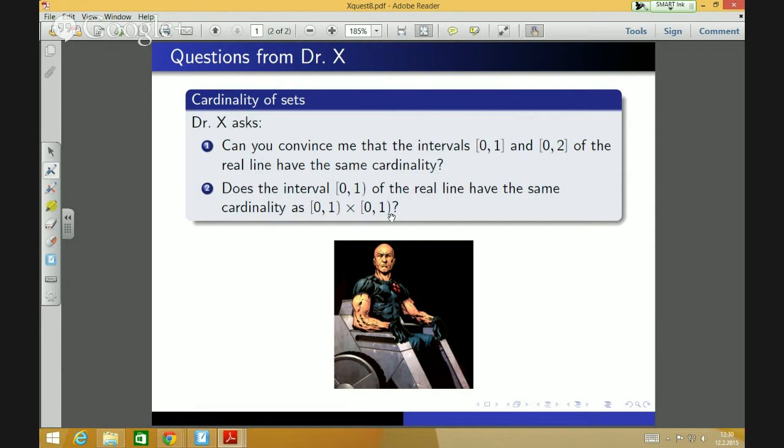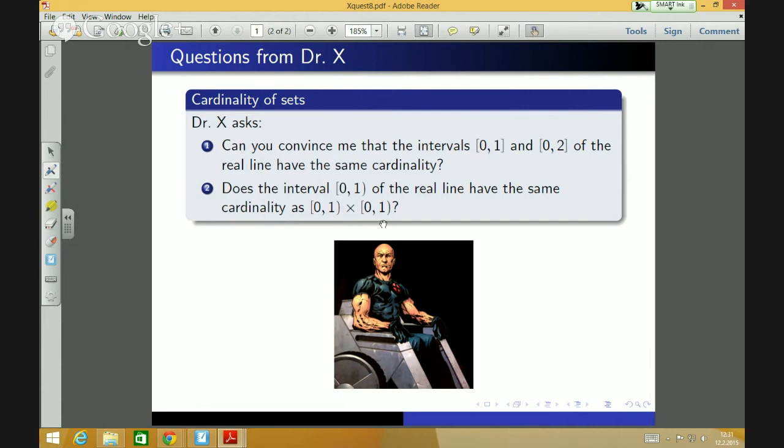I'm sure the people at home are screaming like the people here in the audience. I needed to sort of put my hands on my ears because they were about to fall off because of the noise that they were making here. These are pairs of real numbers in this interval.